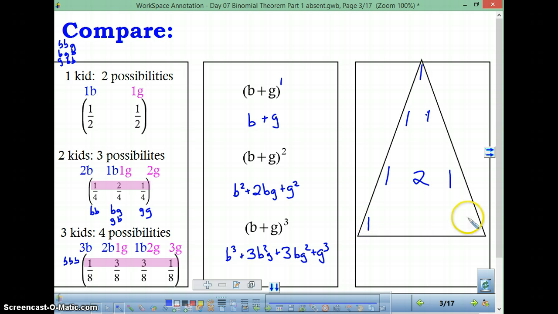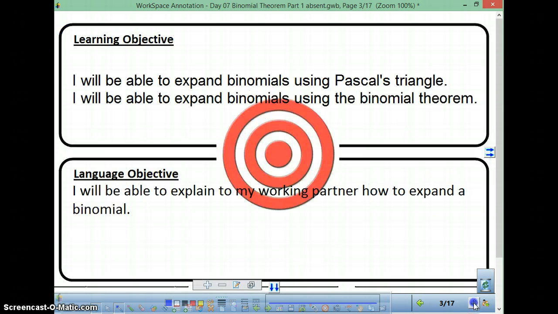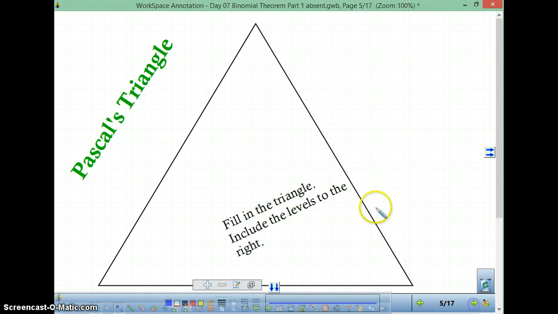Look what happens here. I put 1s on the outside. I need 4 terms altogether. I get the middle ones by adding the 2 above. 1 plus 2 is 3. 2 plus 1 is 3. Do you see that 1, 3, 3, 1 right here? That 1, 2, 1 right here? That 1, 1 right here? Okay. Today is all about looking for patterns.